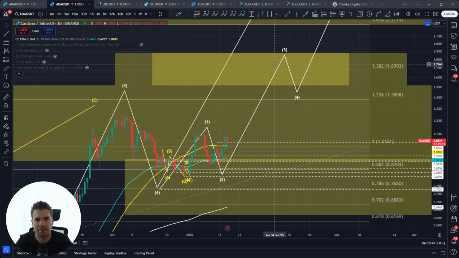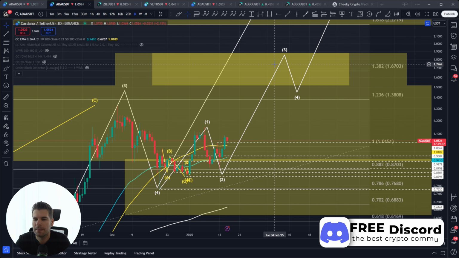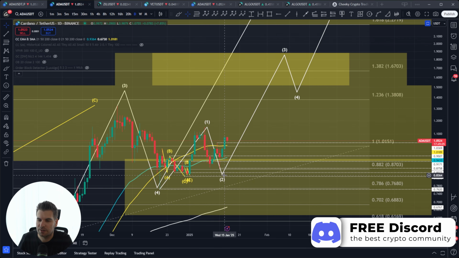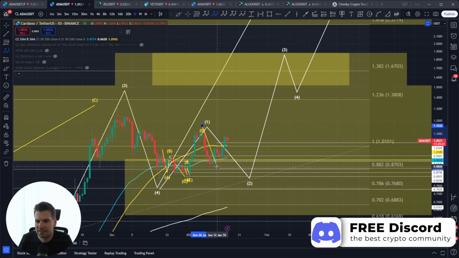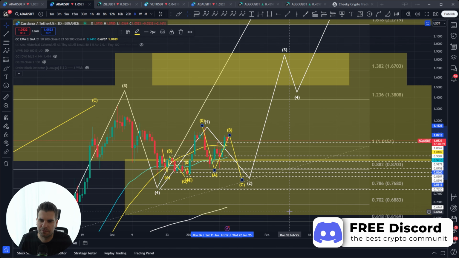It puts us way up there at 160. So we are looking pretty good on that. The only question I have is, have we finished the wave 2 before we continue this move to the upside? So one of the things that I'm a little bit cautious on here is the idea that maybe we have some kind of 3-wave move like this.